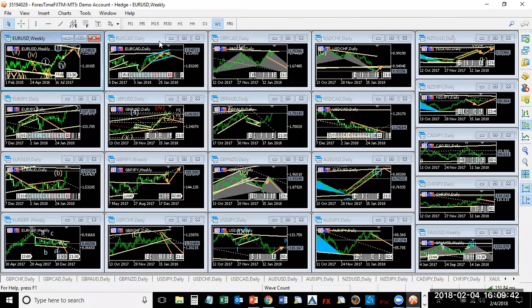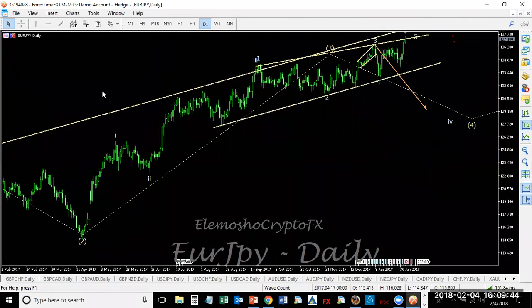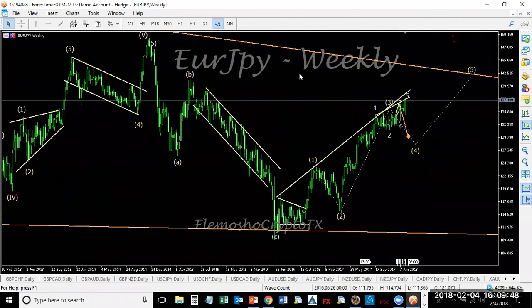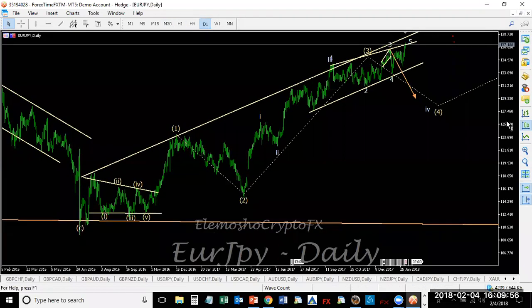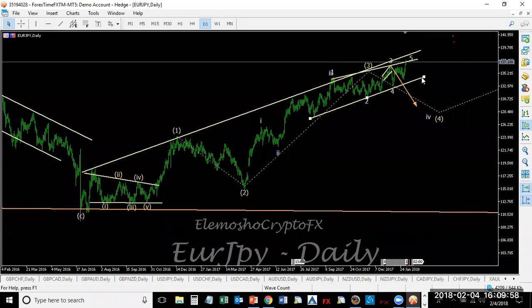Now, the Euro JPY, just like I said last week also, that I'm expecting a correction. That is wave 4 on the Euro JPY. If I go to the daily time frame, you'll be able to see it clearly that we are now in something that looks like an ending diagonal. Now, for an ending diagonal, it can take a long while. When market is consolidating in this form, it can take a long while before it finishes.